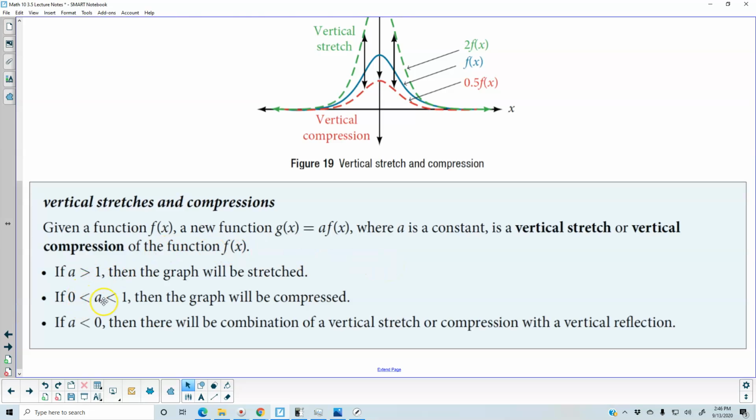Now, if a is in between 0 and 1, meaning that if it's a fraction or a decimal in between 0 and 1, then the graph will be vertically compressed. Now, if a is less than 0, meaning that if it's a negative number, then there will be a combination of a vertical stretch or compression with a vertical reflection.